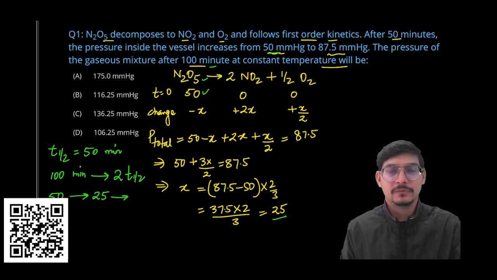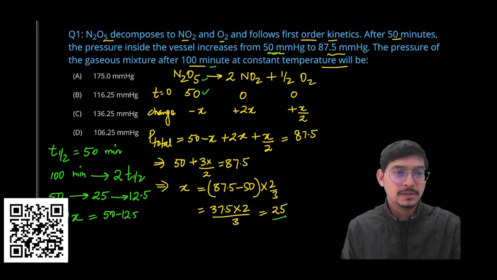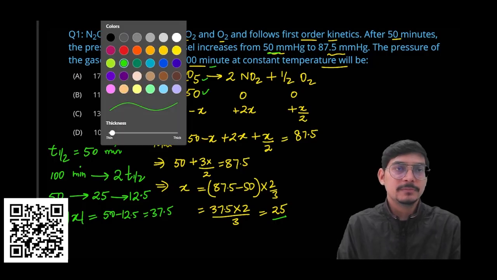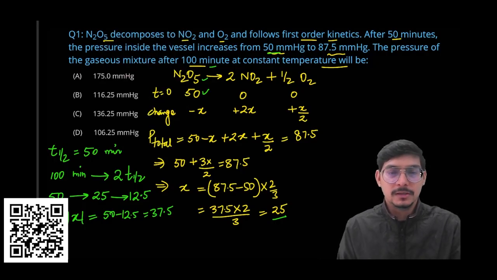In the second half-life, it will decrease from 25 to 12.5, which means that the change in the pressure of N2O5, which we can say is x, is 50 minus 12.5. This would be 37.5. So the reduction in the pressure of N2O5 is 37.5. Now it's very simple. Now we can solve this question using this equation. The total pressure is 50 plus 3x by 2.